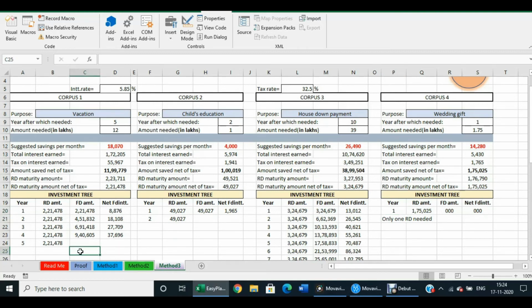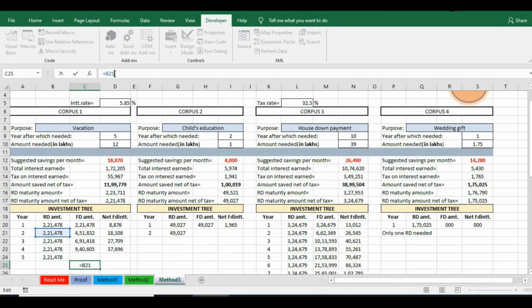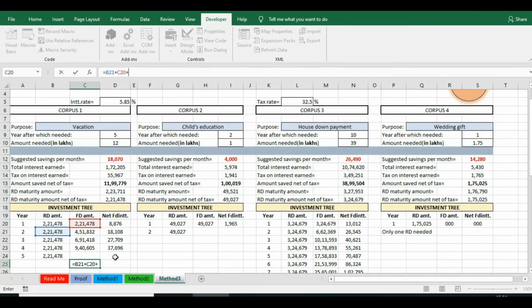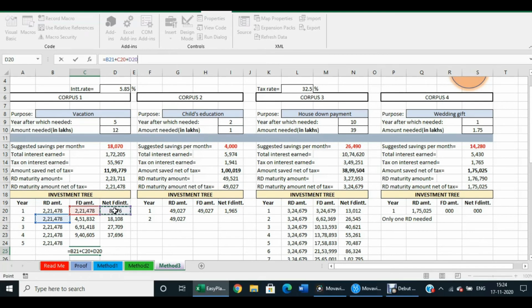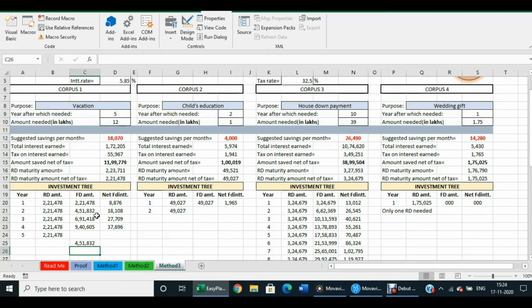Let us see. So, this is the amount that will be maturing of the recurring deposit at the end of the second year, plus this FD which we had made in the first year would also mature along with the interest that is accrued. So 4,51,832 rupees would be the new FD. This will earn an interest of 18,108 at the end of the second year, and so on. This cycle will continue. As you can see, the amount saved net of tax would be very close to what we want.